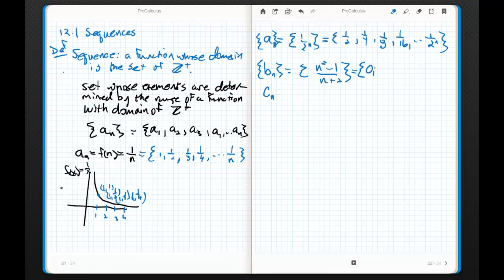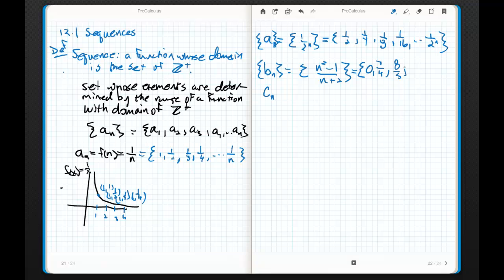Now, remember, 0 is an element. It's a number. It's not the empty set. The empty set is a box with nothing in it. Stick 2 in there. What do I get? I get 4 minus 1 is 3, divided by 4, so I get 3/4. My next one, what if I stick 3 in? I get 8/5.